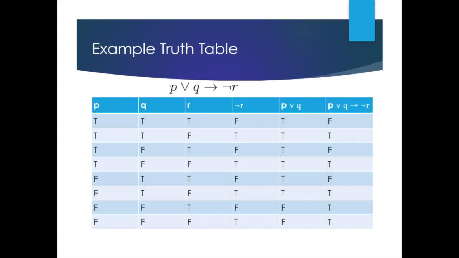Now, what is the value of P or Q? Look at the values of P and Q. True or true is true. True or true is true. True or false is true. True or false is true. False or true is true. And false or true is true. And false or false is false. And false or false is false.